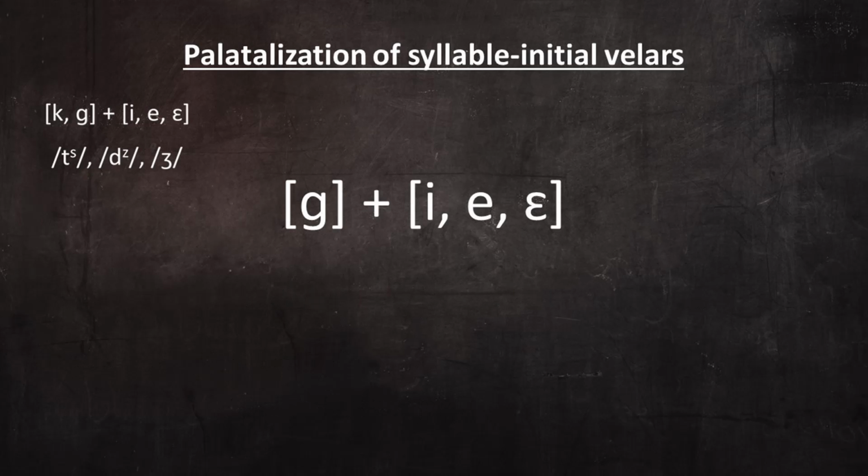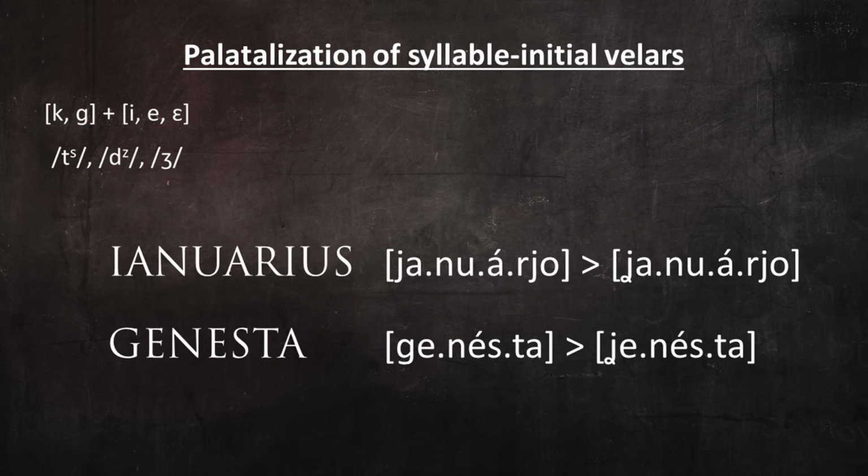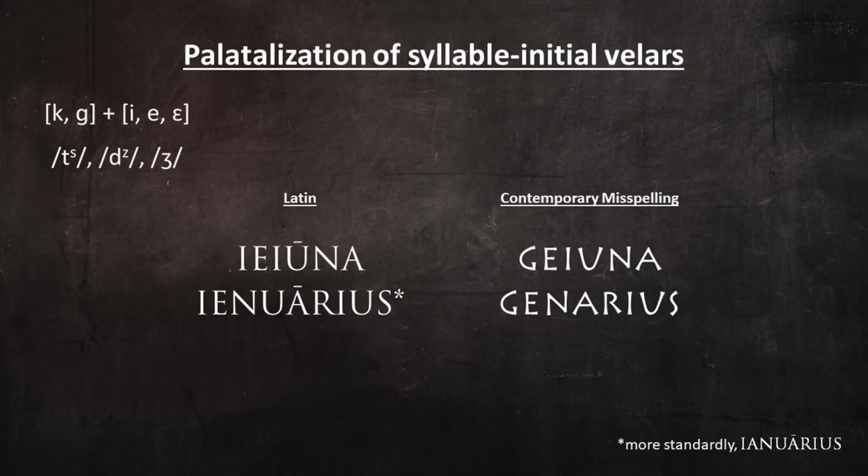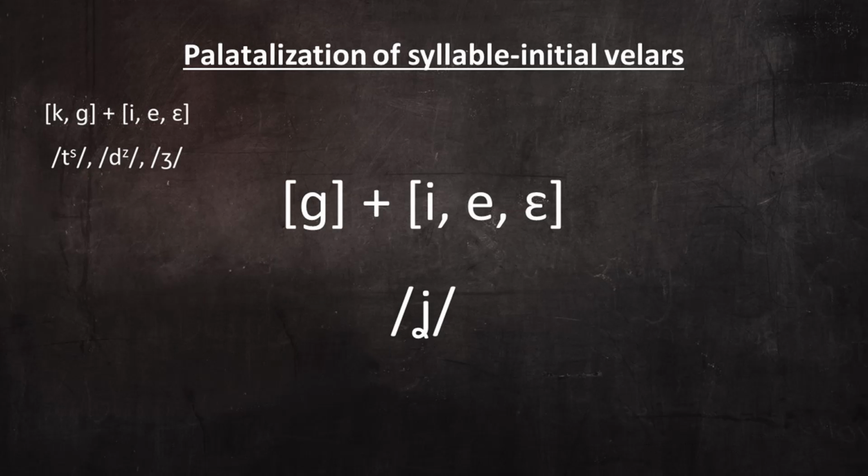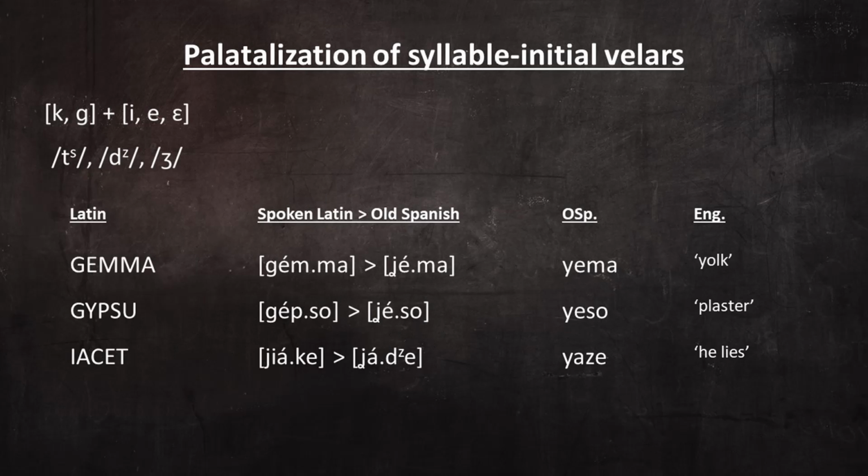Spoken Latin g, when followed by a front vowel, became the voiced palatal fricative j. So the first sound in these two words was the same. And this fact is attested in the usual misspellings by Roman citizens. Sometimes this j sound was preserved in Old Spanish in word initial position, especially when the first syllable in the word was stressed, like in these examples: yema, yeso, and yadze.